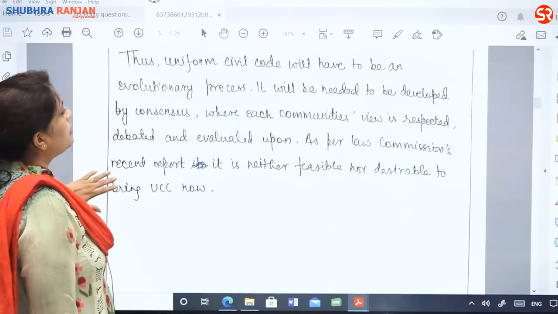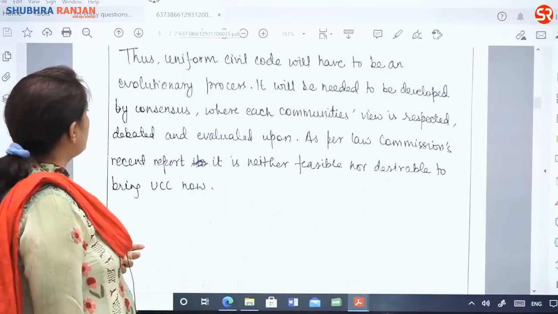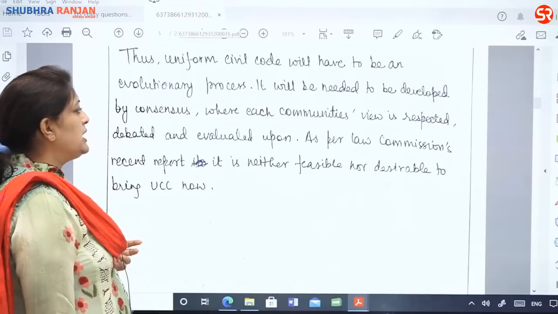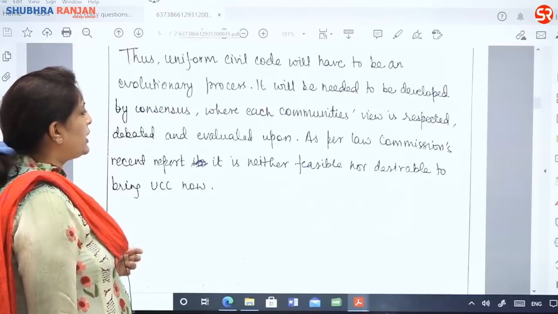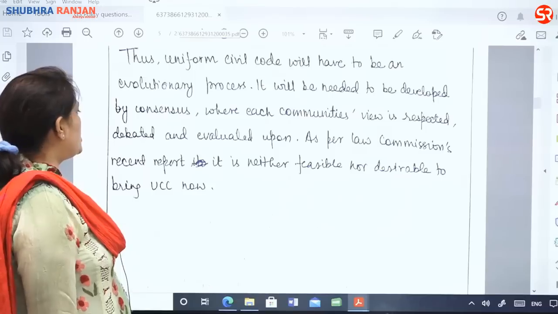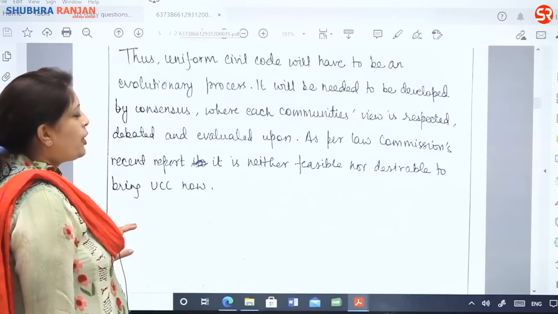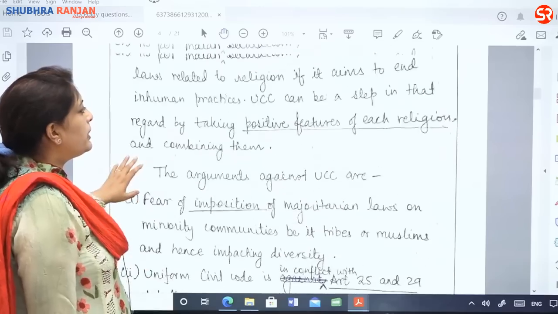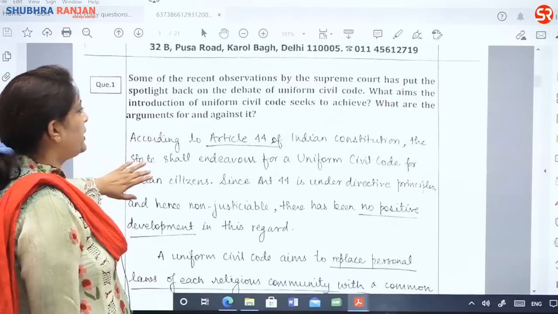Thus, uniform civil code will have to be an evolutionary process. It will need to be developed by consensus, where each community's view is respected, debated and evaluated. That is fine. As per the Law Commission's recent report, it is neither feasible nor desirable. Fine. But you have not touched the spotlight back.